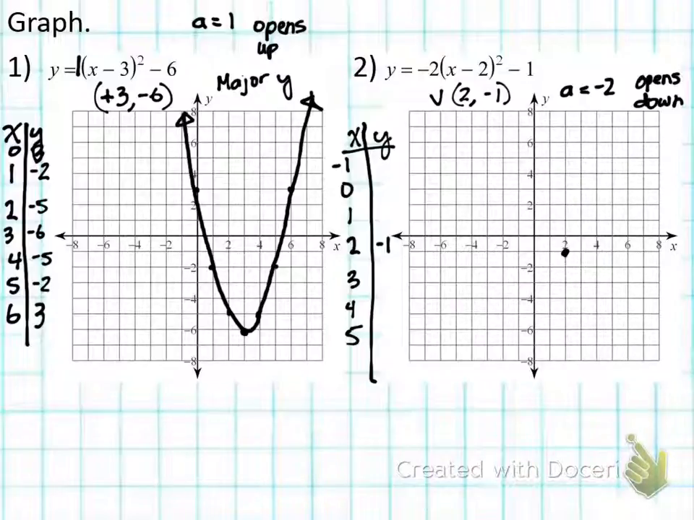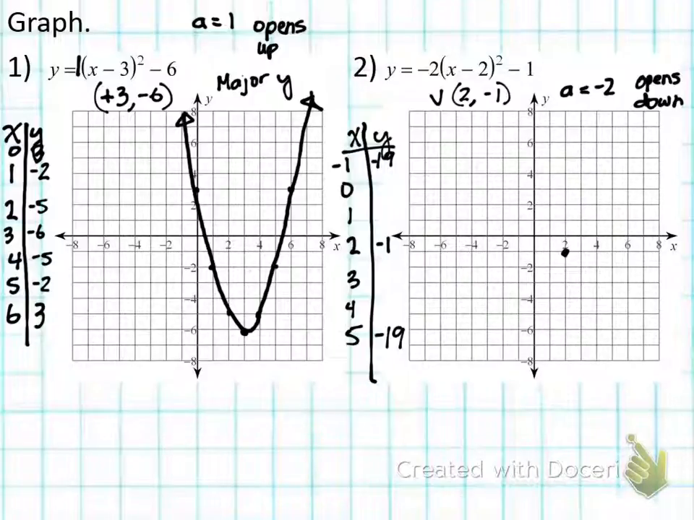-1 minus 2 is -3. -3 squared is 9. 9 times -2 is -18. -18 minus 1 is -19. Okay, so put -19 here. I know it's symmetrical, so I could put -19 all the way down here. Unfortunately, our graph paper that we have here doesn't go down to -19, so we don't have to worry about that.